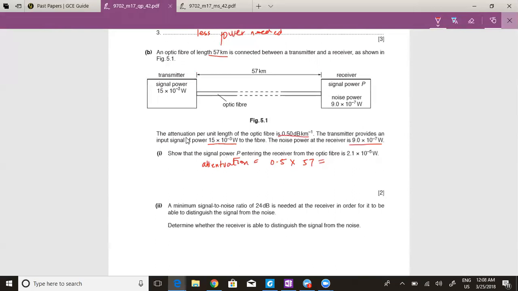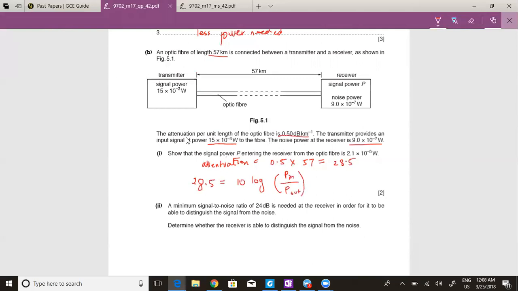What's the answer to this? 57 into 0.5. Yes, 57 into 0.5, so this is 28.5. So now you have that 28.5. That's the attenuation. That's 10 log of input power over output power, right? Oh yeah, formula.